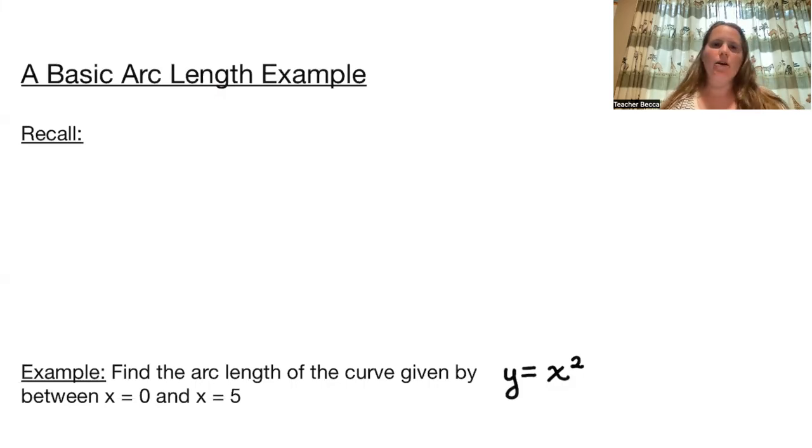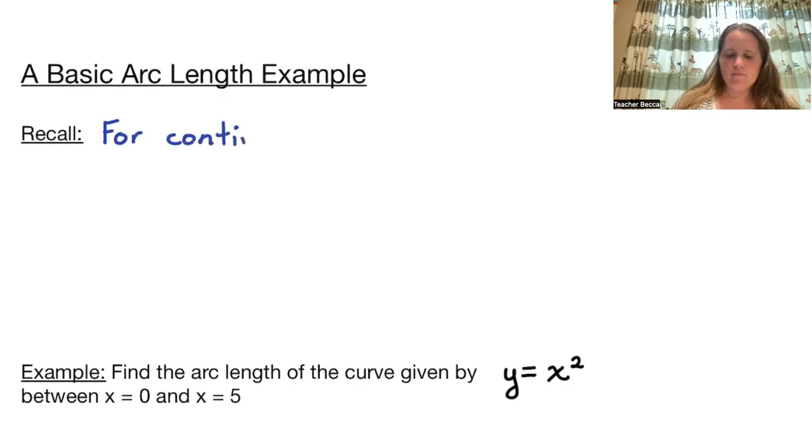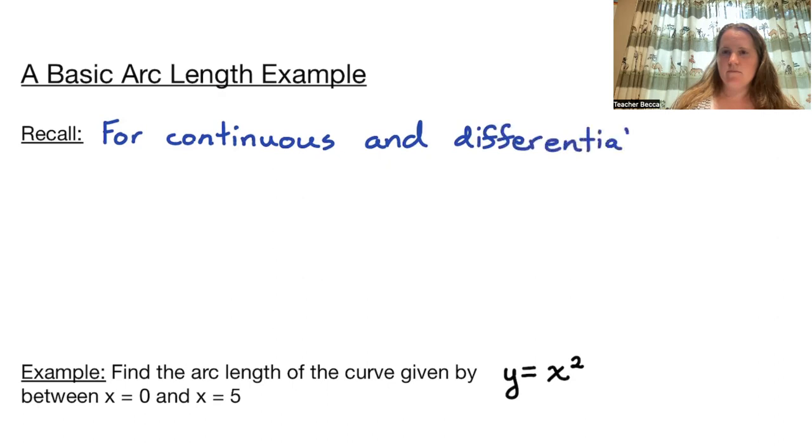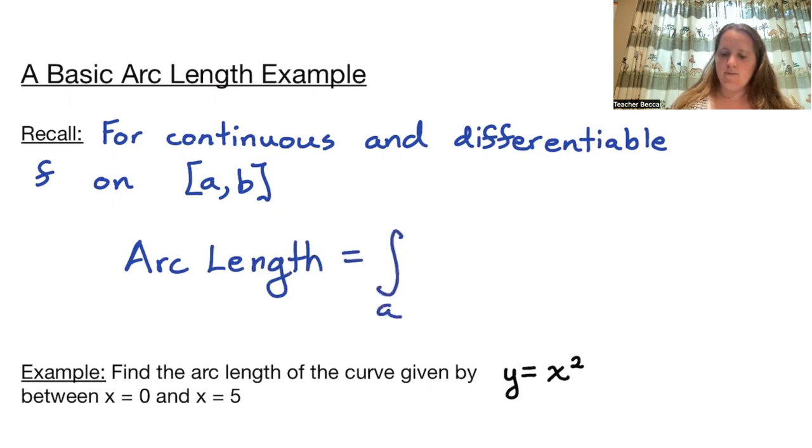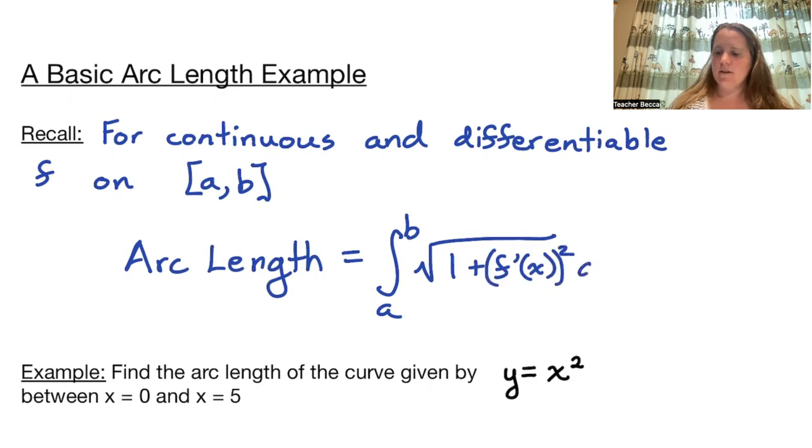Welcome to a basic arc length example. So recall, for continuous and differentiable f on the closed interval [a, b], arc length was equal to the definite integral from a to b of the square root of 1 plus f prime of x, that f prime of x in parentheses squared, dx.